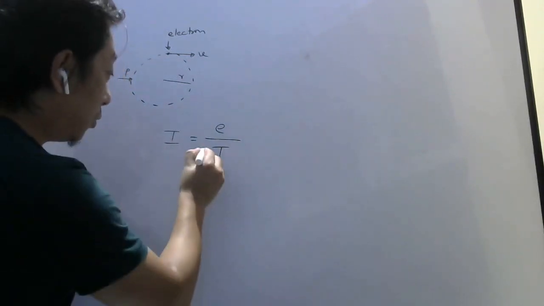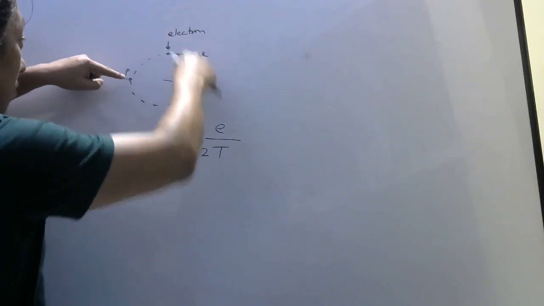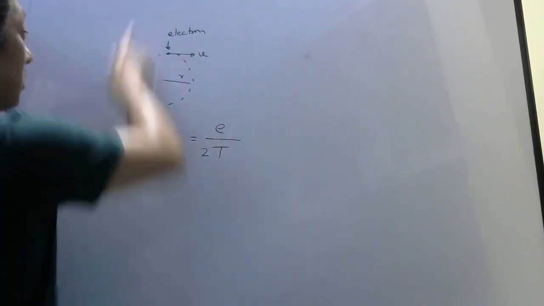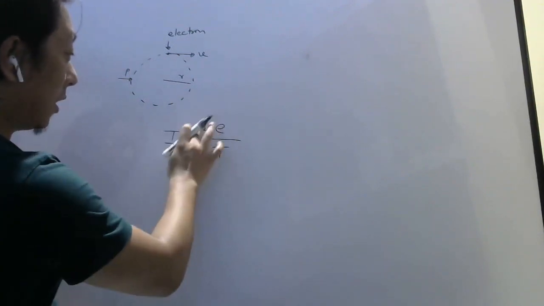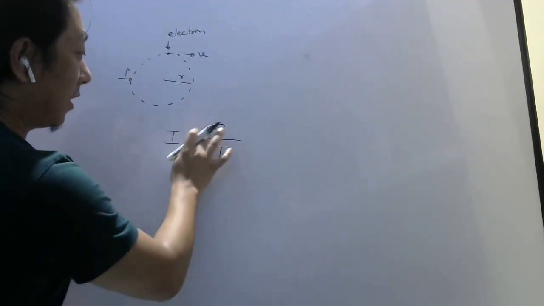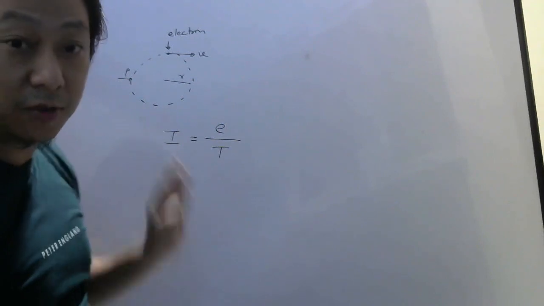If you wait for two time periods, 1, 2, how much charge passed? Two times the electron charge passed, so you have to write 2e. Again the 2 will cancel, and you will get the same thing, right? So this is the current.